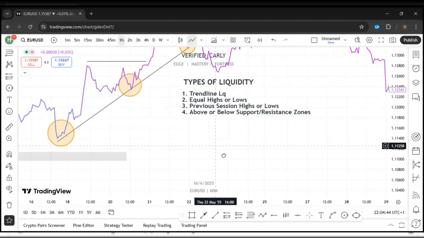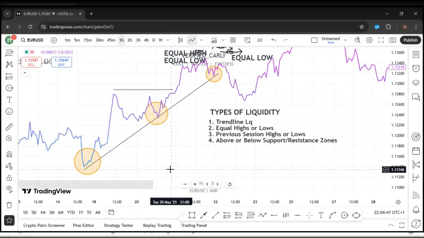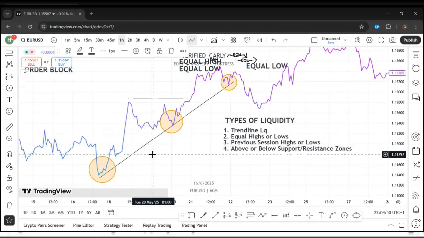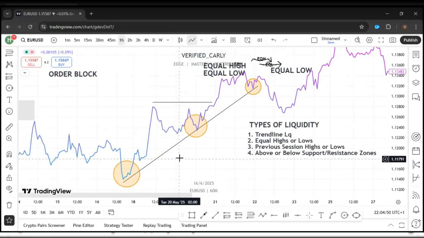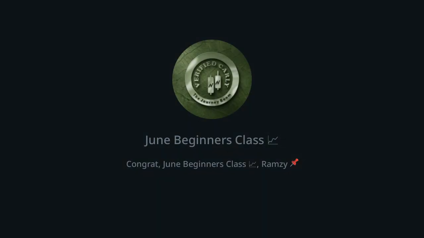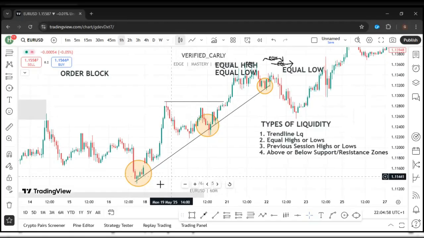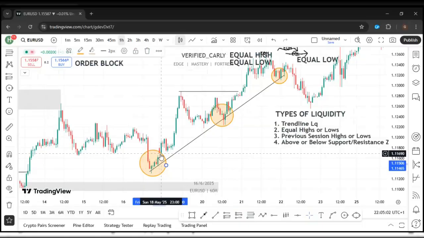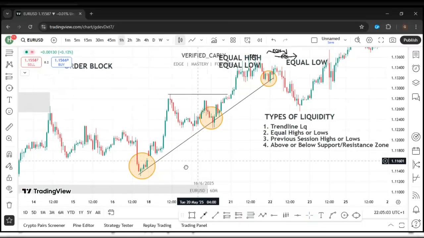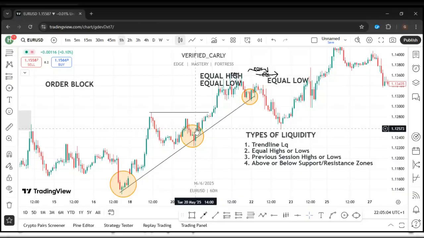So you have trend line. Trend line is this that I'm showing you guys here. You are seeing it, right? This is trend line liquidity, because price is reacting. See, if you notice, price went up and reacted to this zone. Price went up again and reacted to this zone, and went up again and reacted only to this zone before breaking that zone.